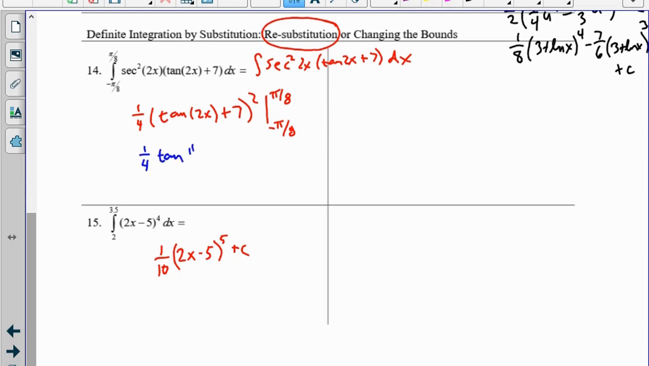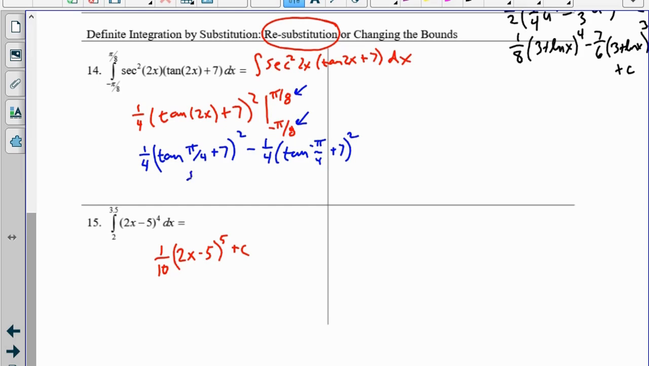So in that case, we would have 1/4 times tangent of pi over 4 plus 7 squared minus 1/4 tangent of negative pi fourths plus 7, the quantity squared. So we're substituting these values for x back in for x, and we figure out what happens.